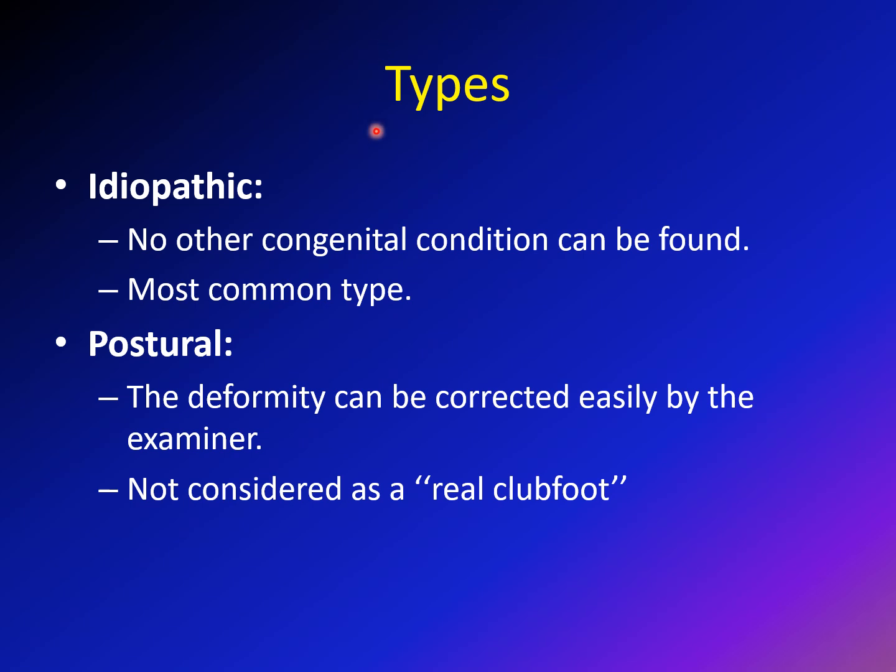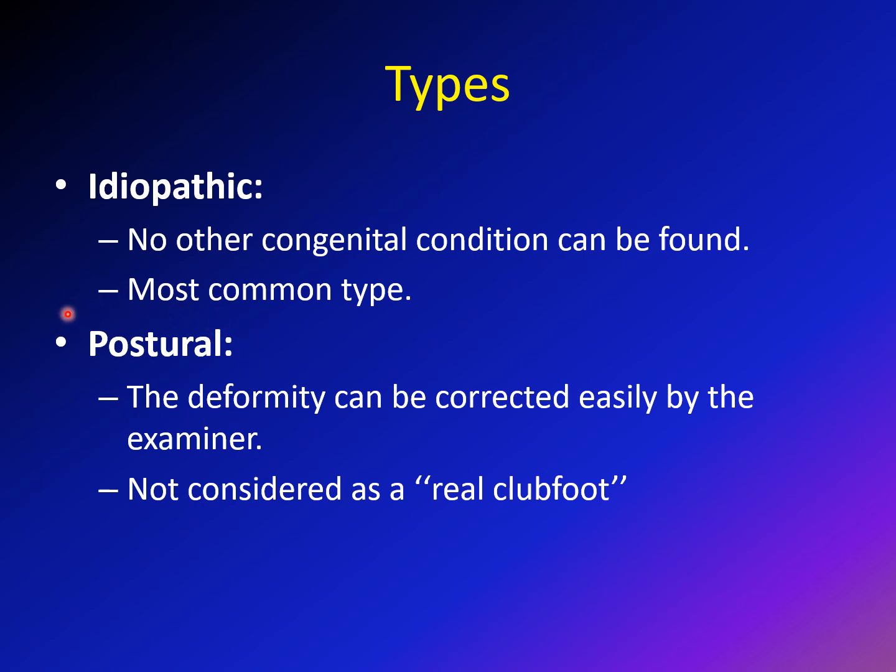So what are the types of clubfoot? The most important type that we're going to talk about is the idiopathic clubfoot. There are no other congenital deformities in the child. It's only the clubfoot, and it is the most common type. That's the type that we're going to describe, and it is a condition that affects the child with no other congenital anomalies. So it will be idiopathic clubfoot.